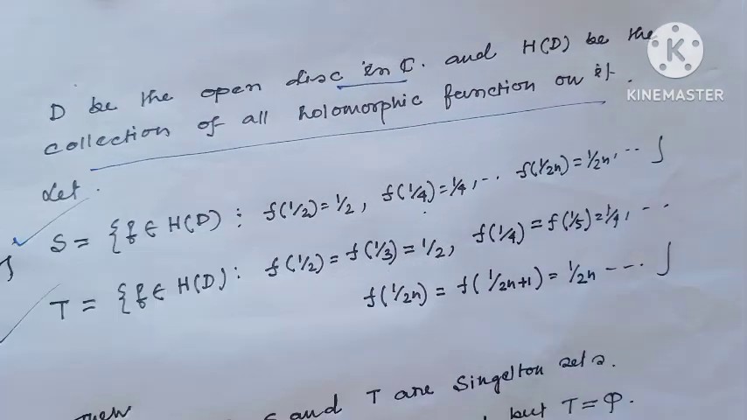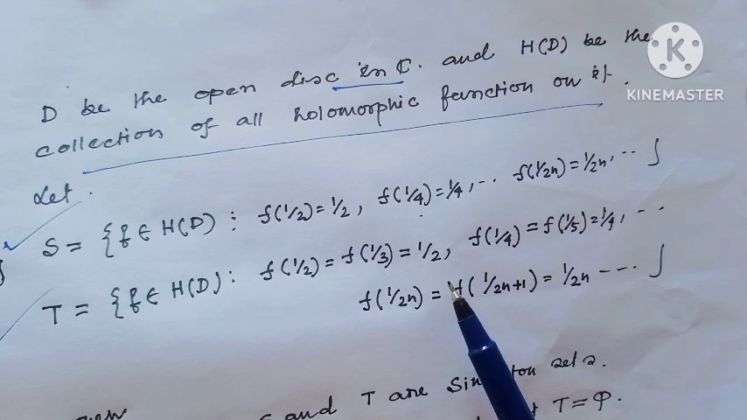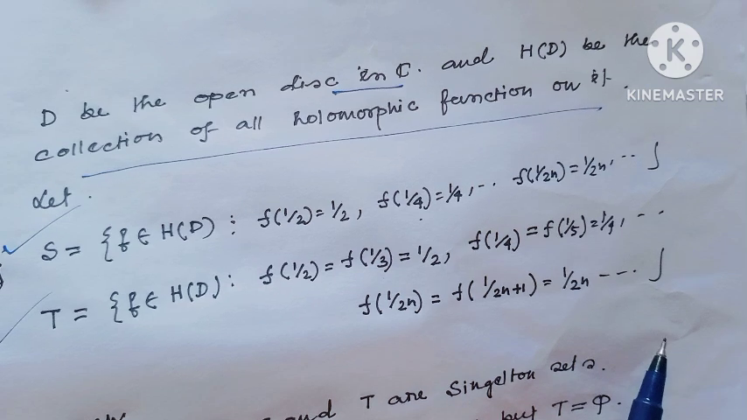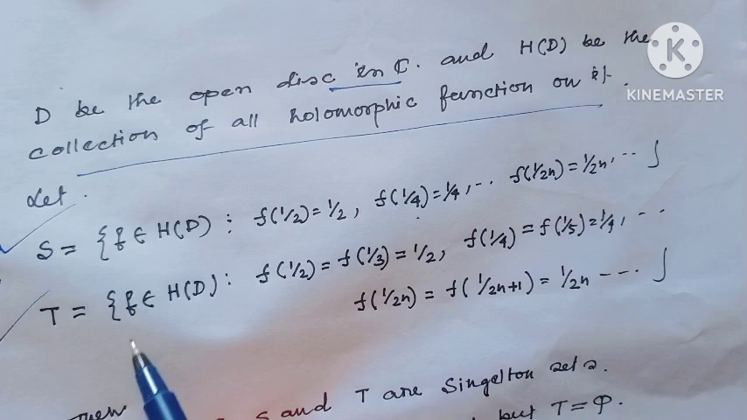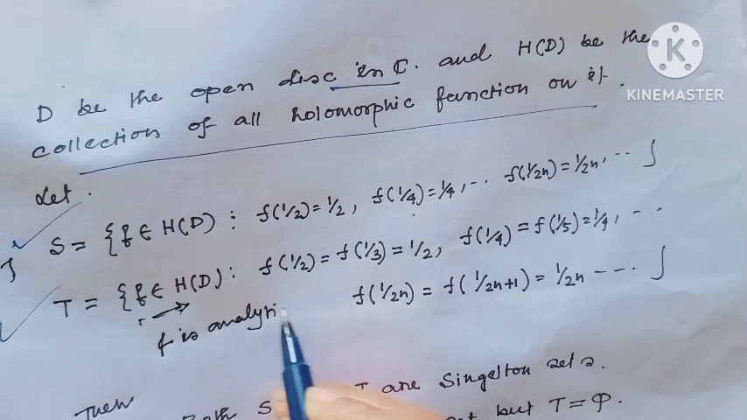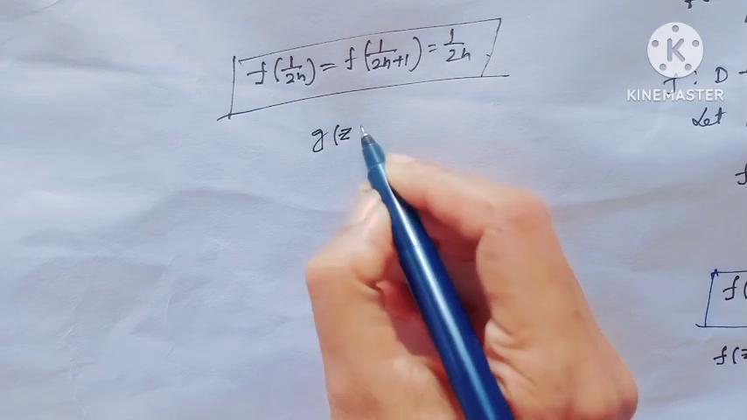But since f(1/2n) equals f(1/(2n+1)), which is equal to 1/2n, for this we can consider g(z) equals z.